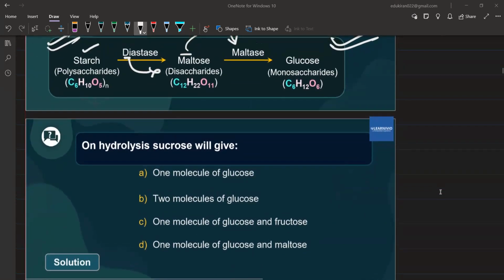Okay. Write this down and tell me the answer. On hydrolysis of sucrose, you will get what? क्या मिलेगा आपको? मतलब लड़कों को तो ये याद रहना चाहिए सुक्रोज से क्या मिलने वाला है। What is the answer, guys? Tell me. On hydrolysis of sucrose, you will get.